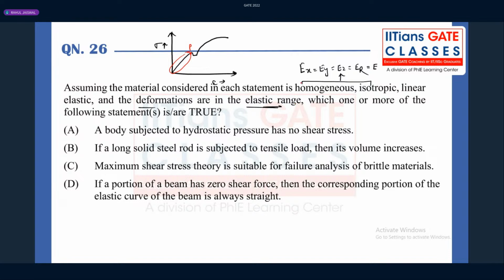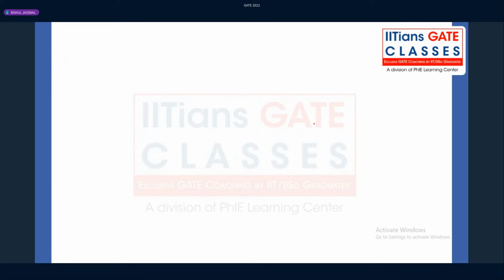First statement they are asking: a body subjected to hydrostatic pressure has no shear stress. Second statement, let us focus on one statement at a time. A body is subjected to hydrostatic pressure. Now, what is the meaning of hydrostatic pressure, guys? Whenever any fluid element, if you see the fluid element, I'm taking one example of a cubical element, which is being subjected to hydrostatic pressure from all the directions. From all the directions, guys, like this.